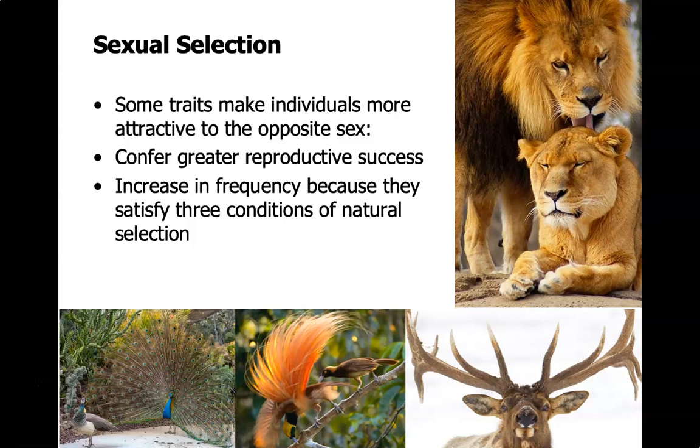So these traits that are being selected in a mate are going to increase in the population because they are one of several variations. Some individuals are going to, say, have smaller antlers while others have larger antlers, or smaller, less colorful feathers while others have larger, more colorful feathers. And as long as they are heritable, they'll pass those alleles on to the next generation. And then very clearly they are showing differential reproductive success because they are being selected for based on those traits.